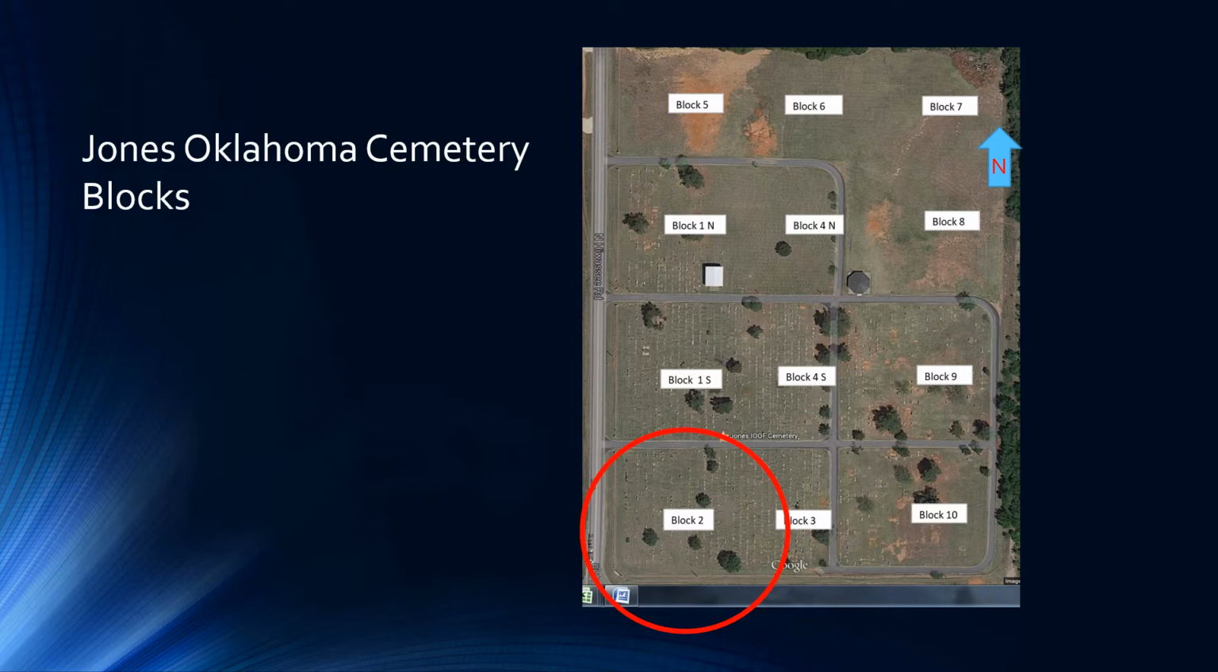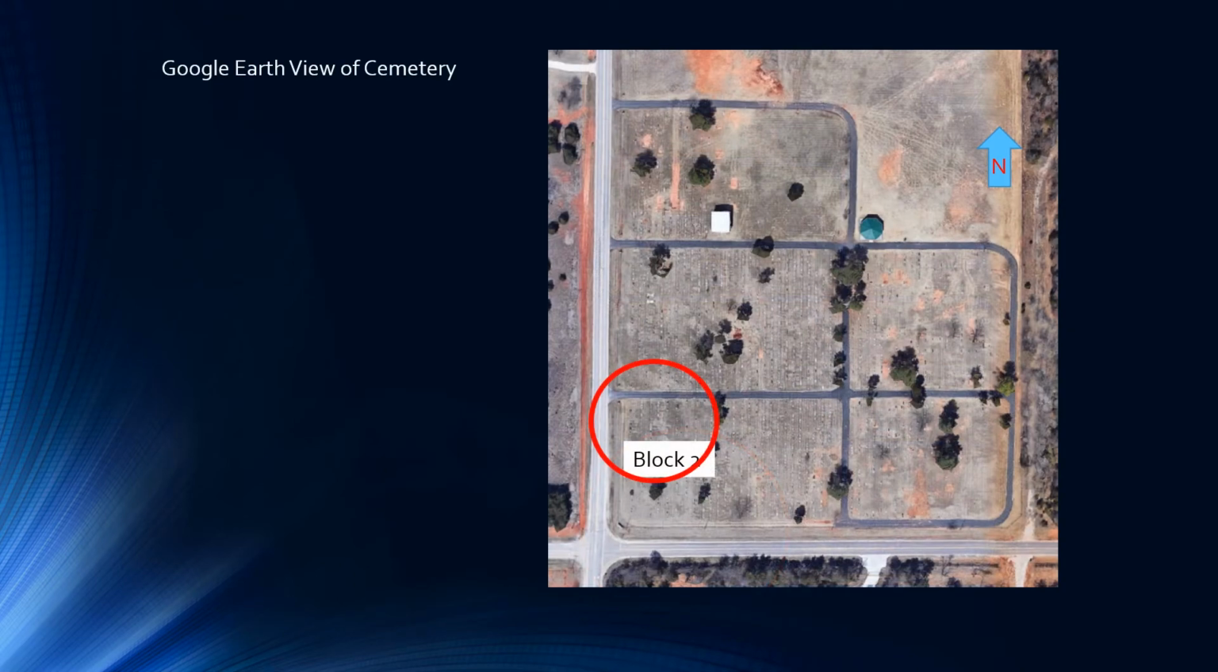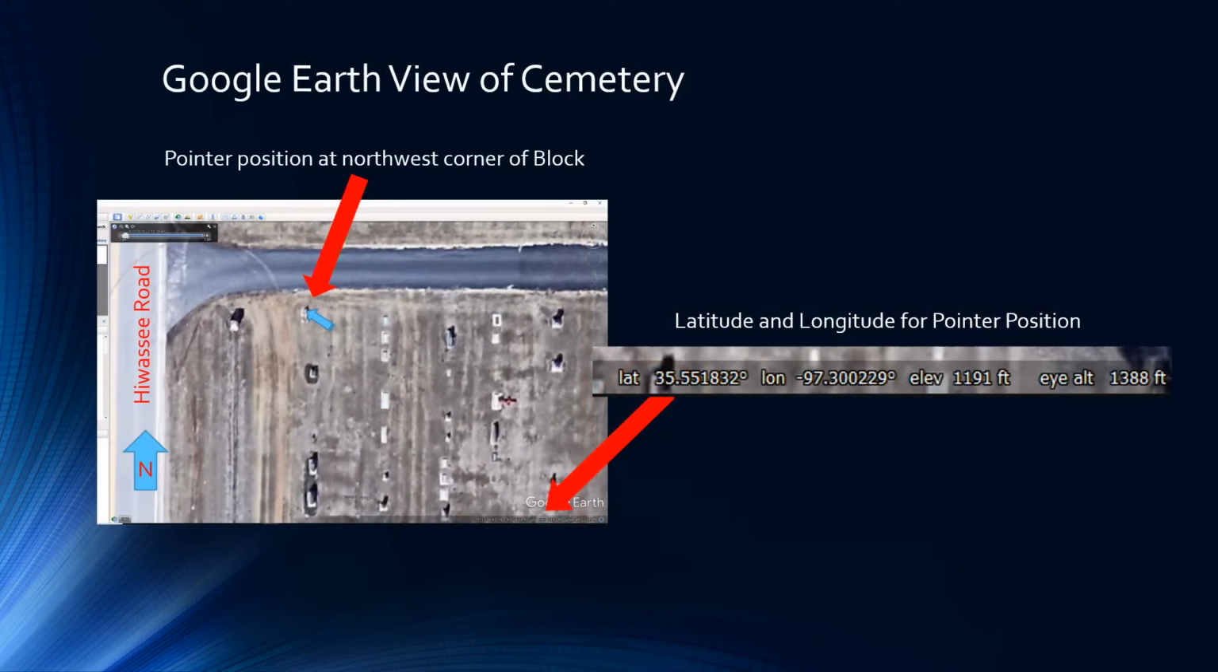Specifically, let's look at Block 2 in the southwest corner of the cemetery. Zooming in even more now to the northwest corner of the block. And zooming in a little more. The small blue arrow is the cursor location. The cursor is positioned over the corner gravesite in the northwest corner of Block 2. In Google Earth, the latitude and longitude of the cursor location is continuously displayed in the lower right. That's too small to see here, so I've enlarged that bit of the screen in the inset.